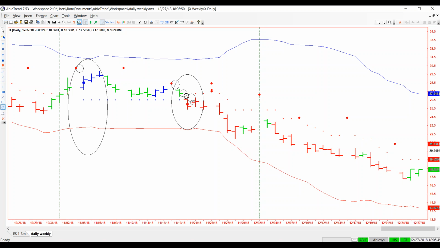We just put it one tick, 1 penny if you're talking stocks, 1 tick if you're talking futures, above the top of the red bar for a short. If this was a long signal, which it's not because of this red dot, we'd put it 1 tick under the bottom of the blue bar. Keep it simple. So we're going to get stopped.